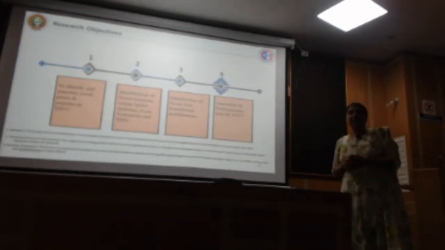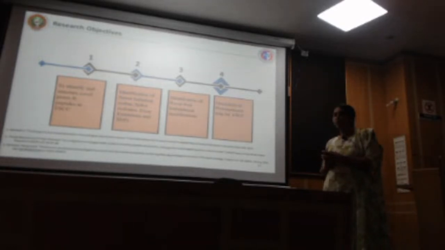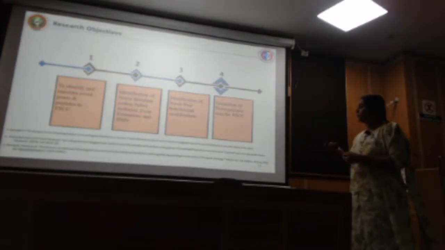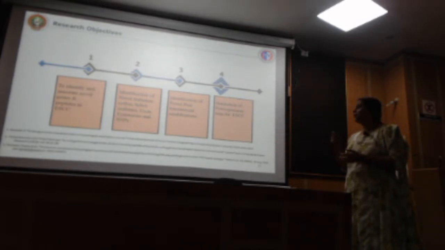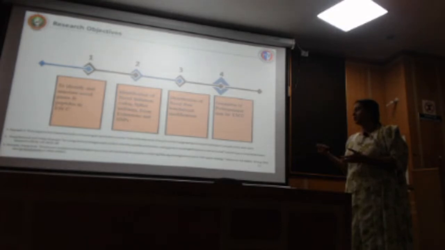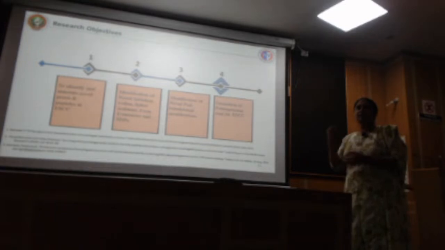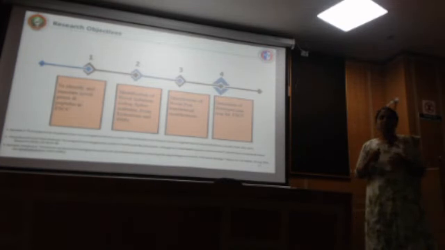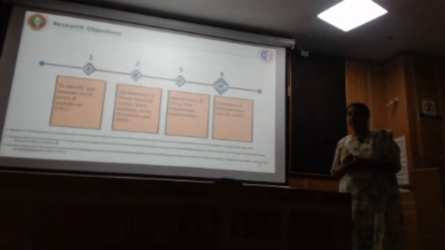So based on the current requirements and challenges which we have seen, we are framing our research objectives into 4 sections. First, to identify and annotate novel genes and peptide sequences in esophageal cancer. Second, to identify novel initiation codons, splice isoforms, exon extensions, and SNPs. Third, to identify the associated novel post-translational modifications. And fourth, to generate a proteogenomic map for esophageal cancer samples.